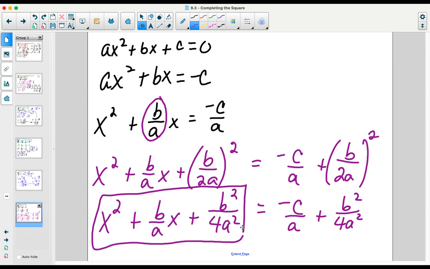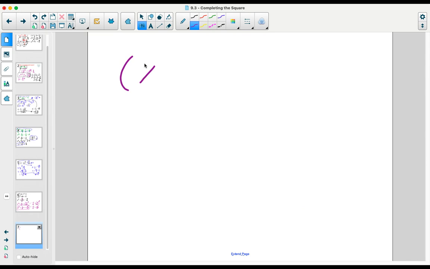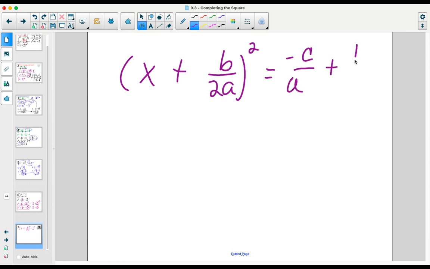So when I do that, when I factor this side as a perfect square, the perfect square factorization is x plus b over 2a, all of that squared. Now that is equal to that right-hand side that we already had, negative c over a plus b squared over 4a squared.